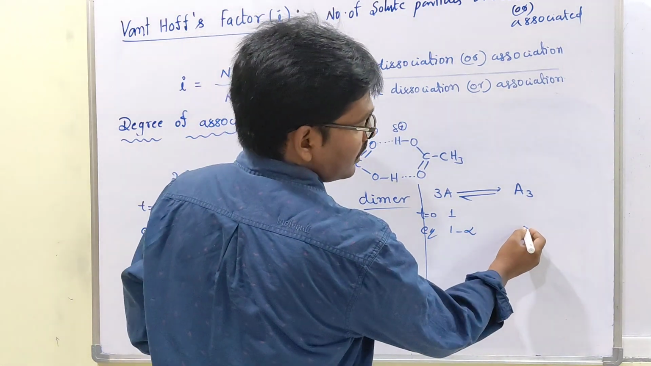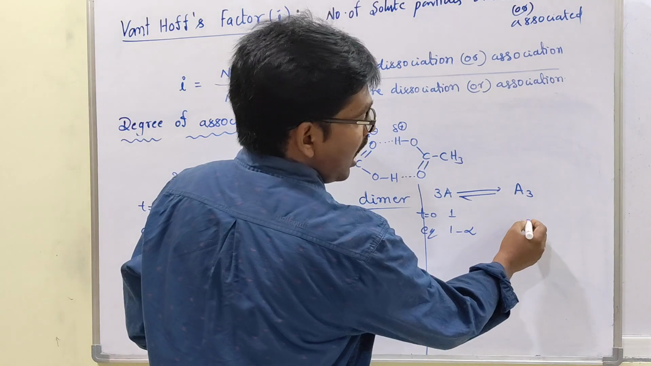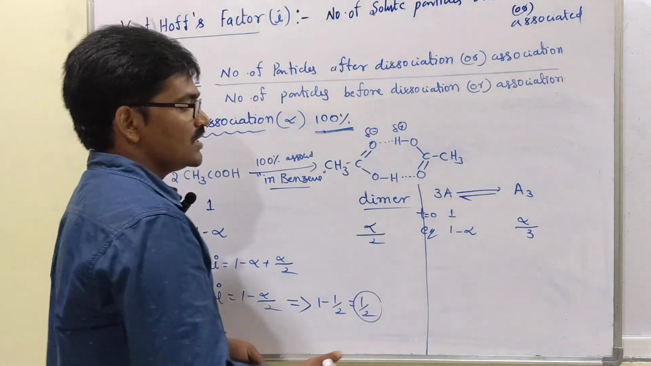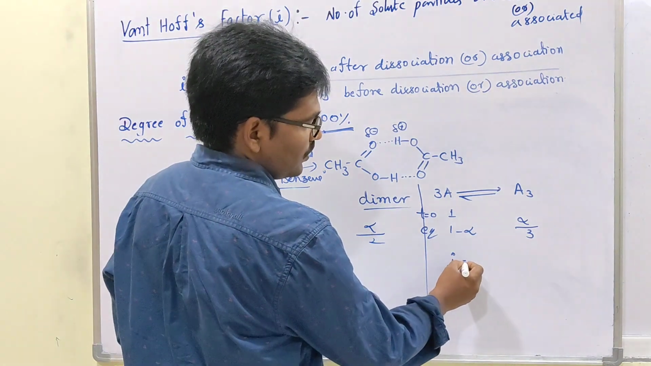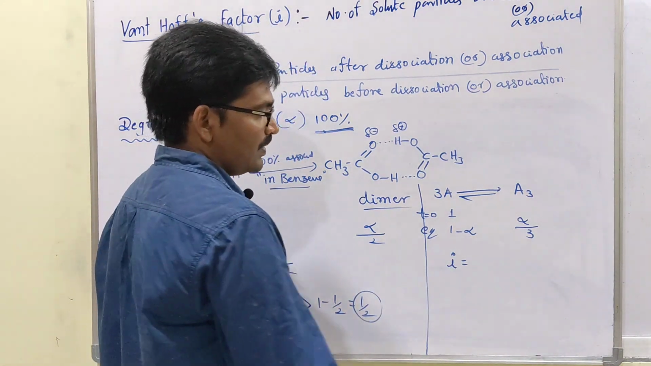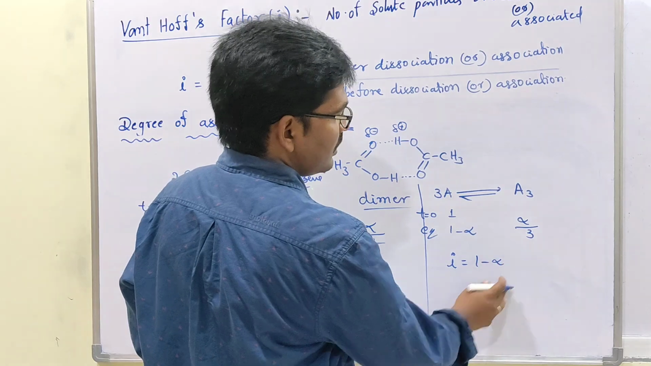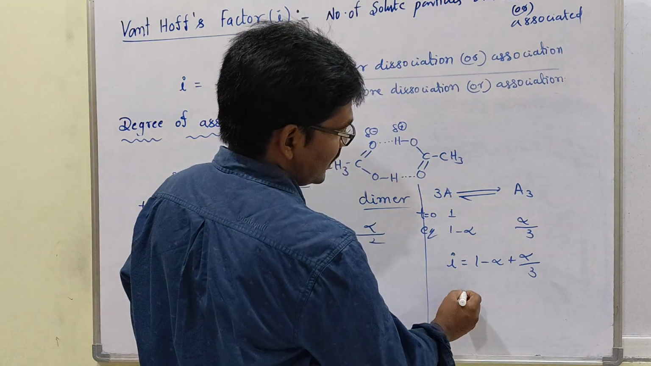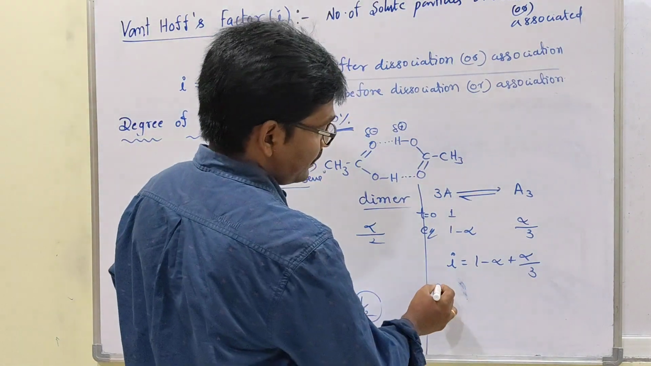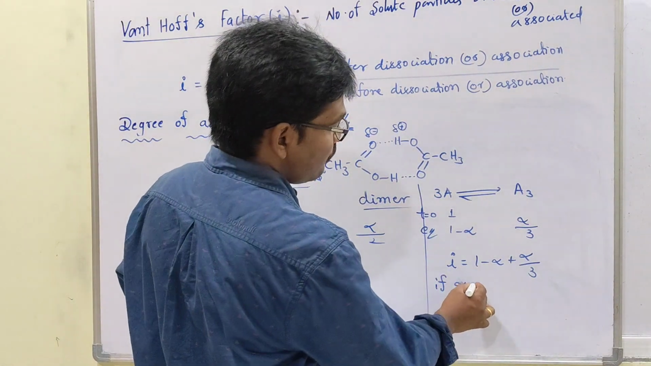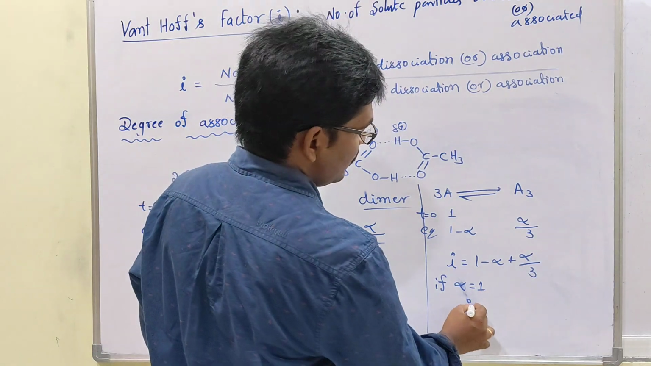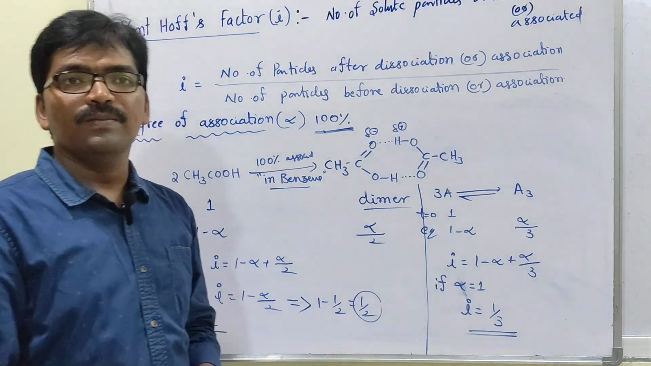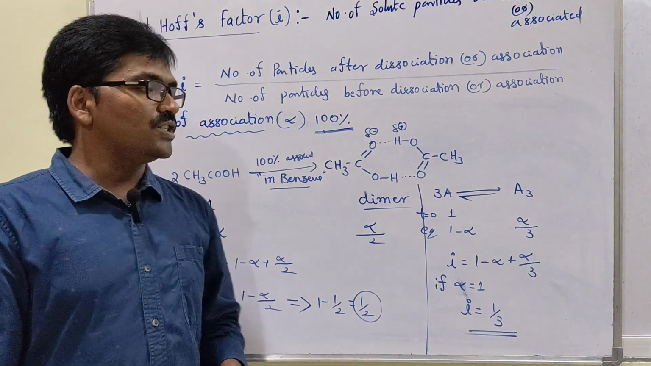Yes. Then here, alpha divided by 3, you have to take. Alpha divided by 3. So now, what do we take for the I value? Then 1 minus alpha, then plus alpha divided by 3. Then finally, if alpha equals 1, the I value you can get is 1 by 3. Understand, my dear students? So you must know about it.